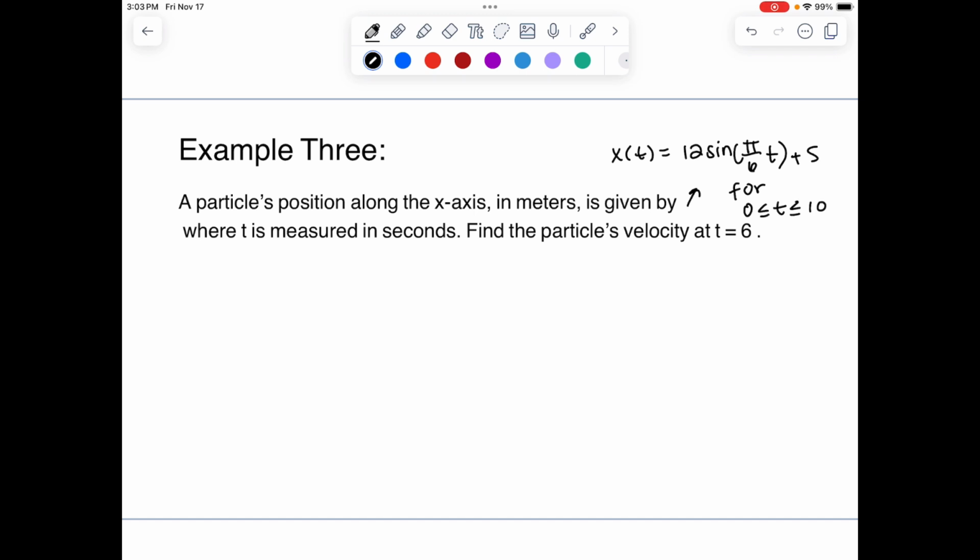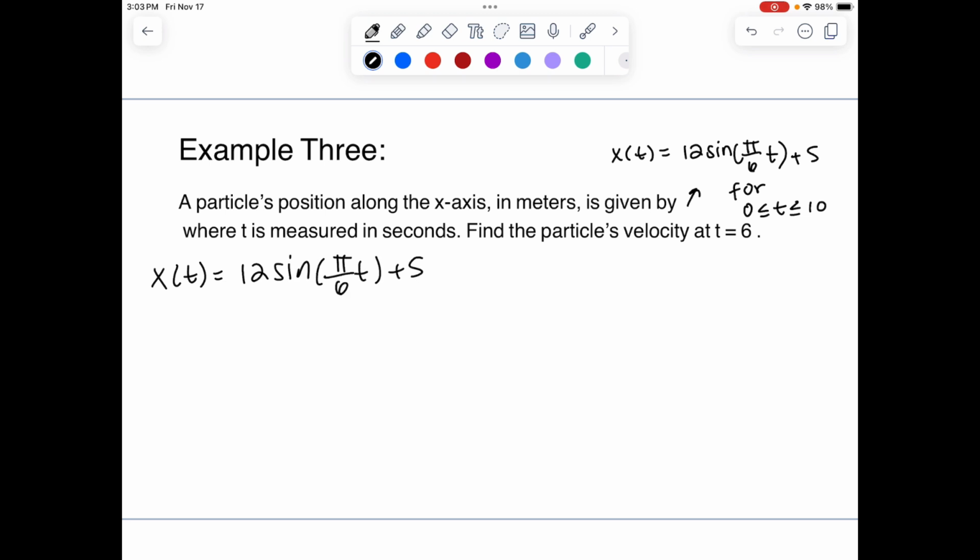Okay, so this one says a particle's position along the x-axis in meters is given by x of t equals 12 sine of pi over 6 t plus 5 for 0 is less than or equal to t, which is less than or equal to 10, where t is measured in seconds. Find the particle's velocity at t equals 6. So the process is still the same. We just have a little bit of a harder derivative to be taking. But the original function, I'm going to rewrite it out here so I can line things up.